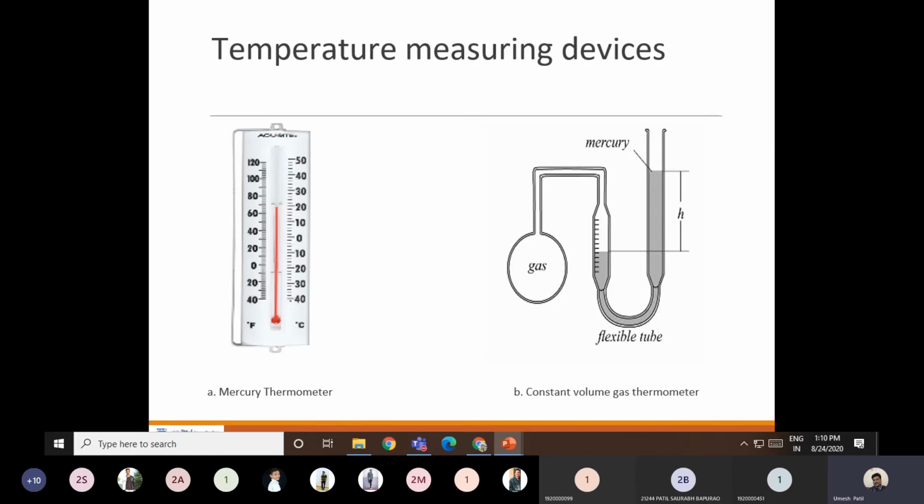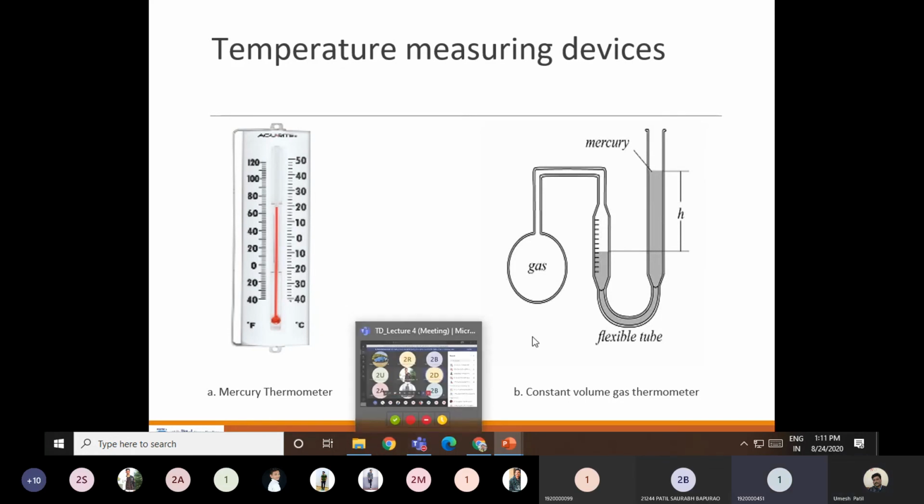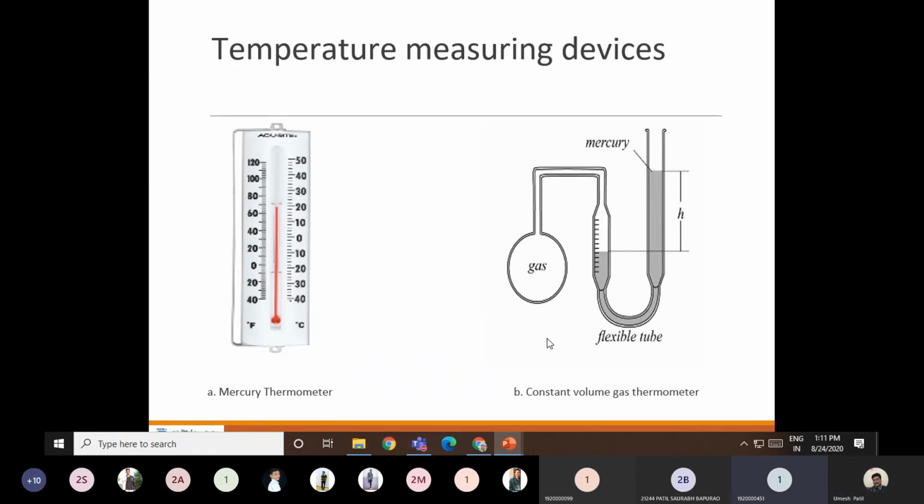Here this constant volume gas thermometer works according to Charles law. What is Charles law? Can anybody tell me what is Charles law? At constant pressure, volume is directly proportional to temperature. Absolutely correct. Very good, Pradeep.